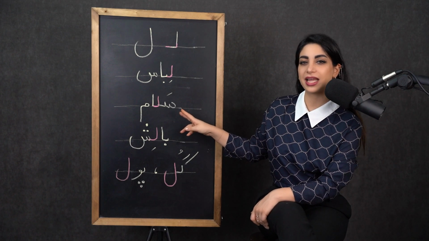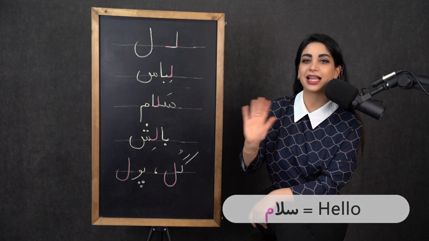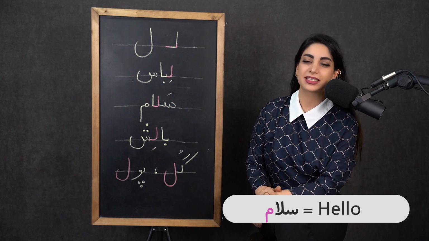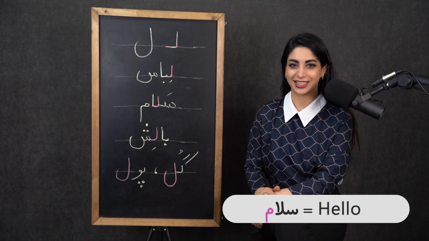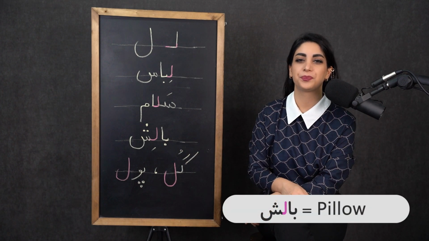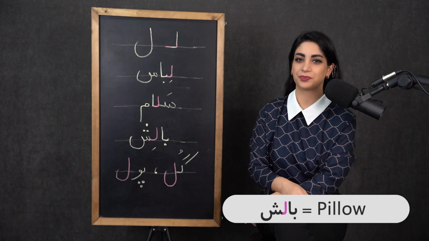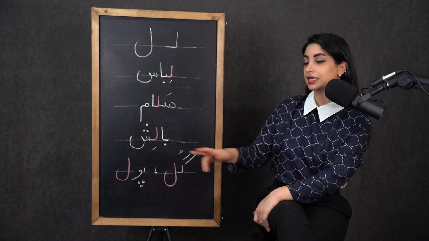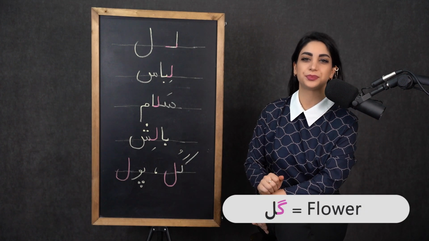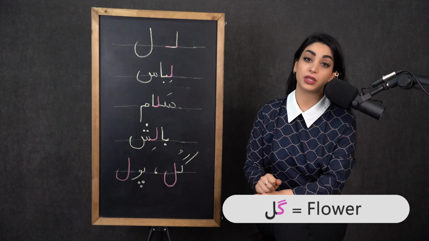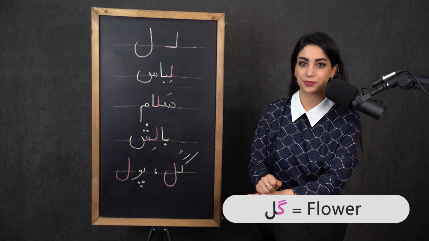We had it so many times. Salam. Salam is the same as hello in English. Next one, balish. Balish is the same as pillow in English. Next one, gul. Gul is the same as flower in English.